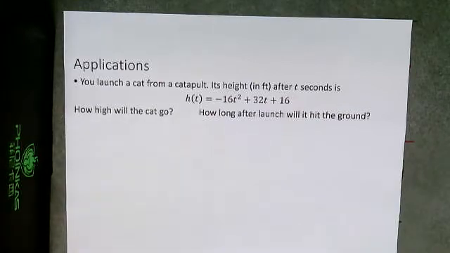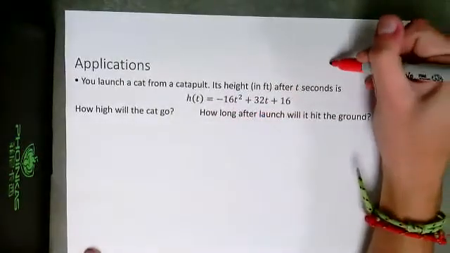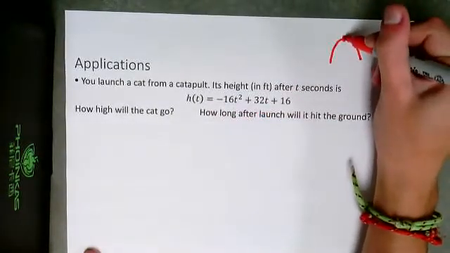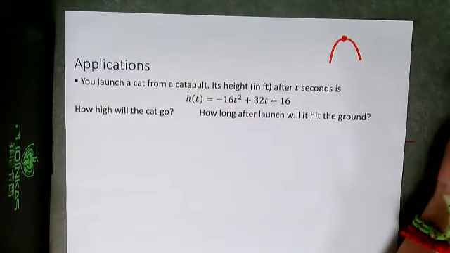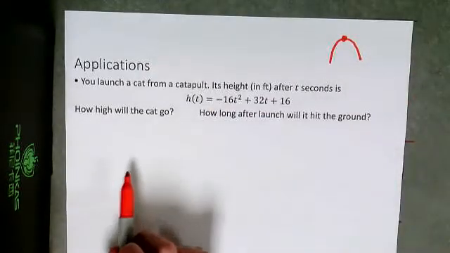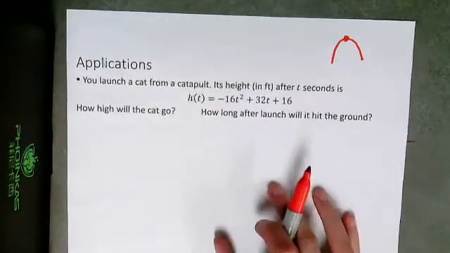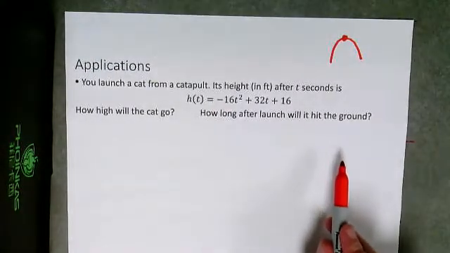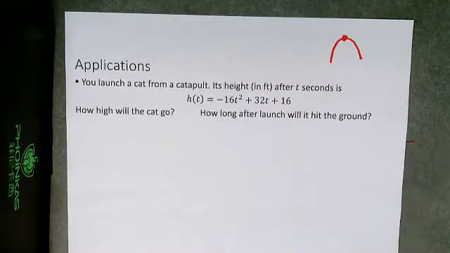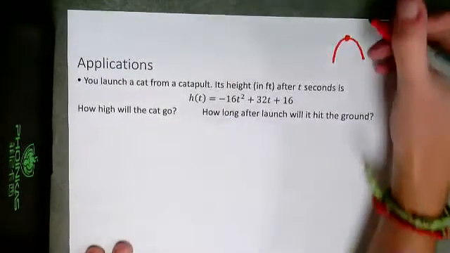So what do we immediately know about this parabola? Is it opening upward? Is it opening downward? Because we have a negative 16 here, we know that it opens downward, right? So we have a vertex up here, and it has a highest point. So how high will the cat go? Well, that'll happen at the vertex. And then how long after launch will the cat hit the ground? Well, that's when the height is 0. So let's first tackle how high will the cat go.